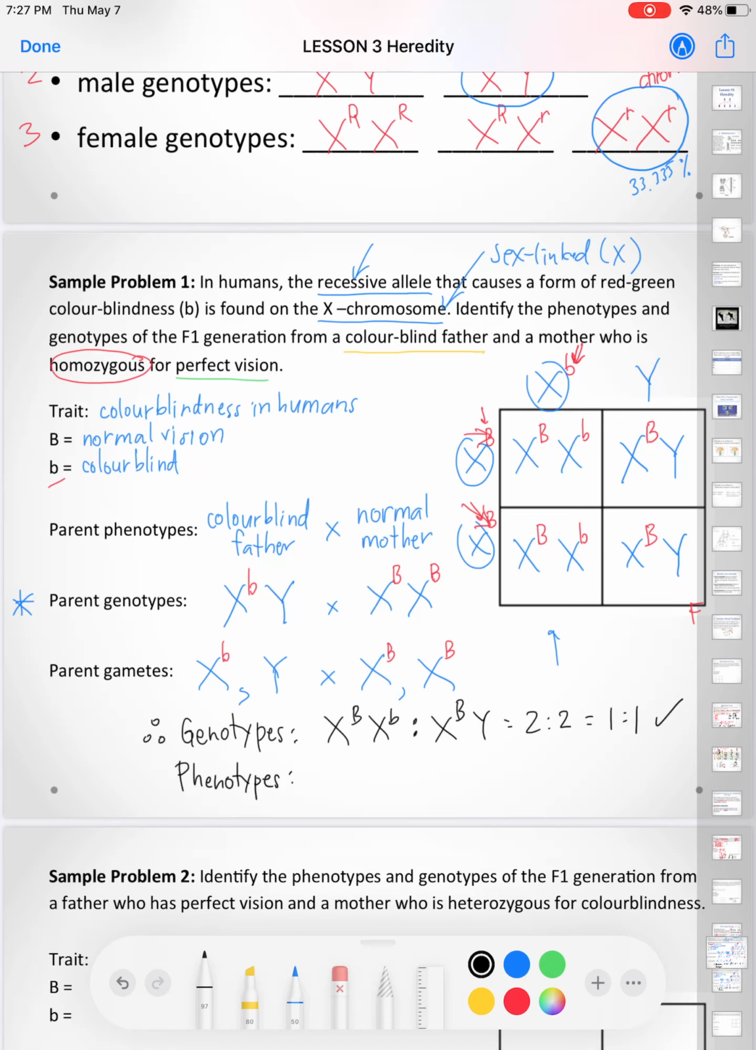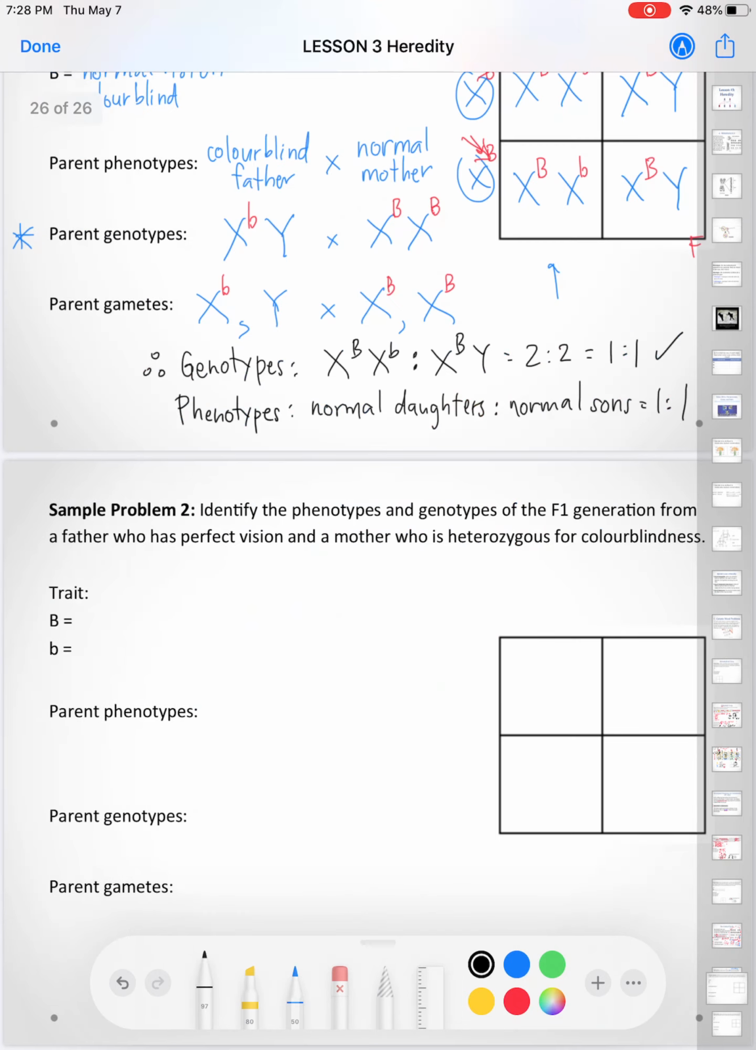Okay, and the phenotypes. And again, you have to put gender for this one because it could end up where both of the daughter scenarios are different. So you have to put gender for the phenotypes. So you can put normal daughters to normal sons equals 1-to-1. Again, I already reduced in my head there. Okay, so that's how you would do a sex-linked question.